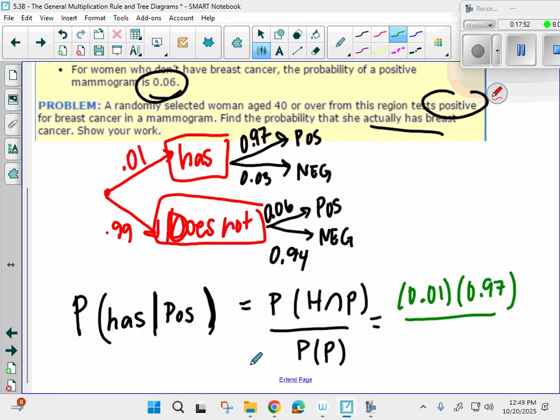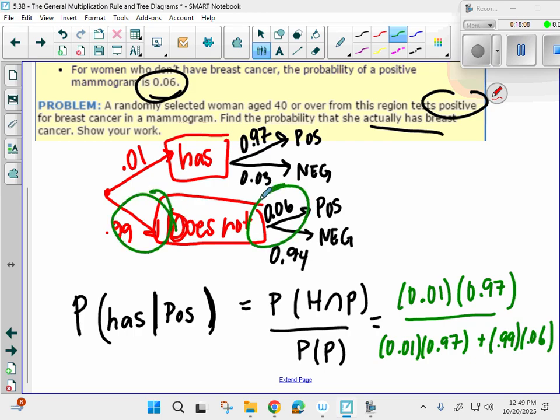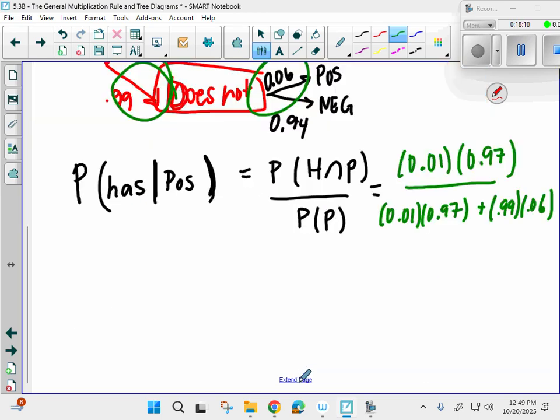What we just did, right? She could have it and test positive, or what else? Not have it and test positive, which is 0.99 times 0.06. Both of those pathways have to go in the bottom. All right, those don't cancel because of that lovely plus sign, and then make sure you actually plug it in, get an answer, and it is 14%, which is kind of interesting to me.